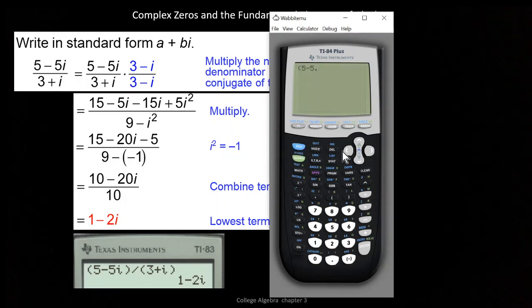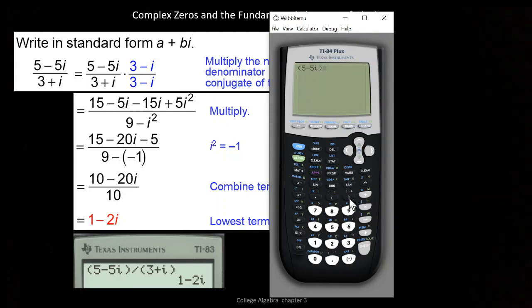Let me go back here and delete it. So let's see. No, that's not i. Is that i? I don't think so. There is an i somewhere on the calculator. Where is it? Oh, it's blue. There we go. Okay. So that is right here, in blue.